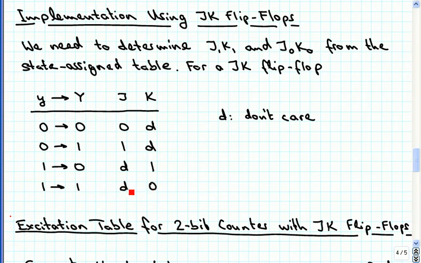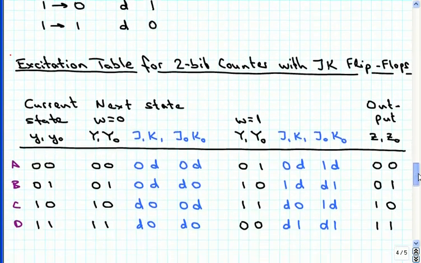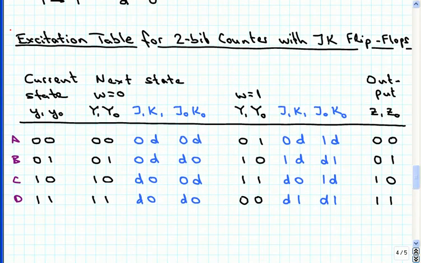So this leads to an excitation table for the 2-bit counter if we implemented it with JK flip-flops. We have the current state labeled y1, y0, and then the next state Y1, Y0 when W is 0, and the next state Y1, Y0 when W is equal to 1. As we indicated in the table above, if we want to go from a 0 in the current state to a 0 in the next state, then J and K have to be set to 0 and D. And the same thing for that second bit here.